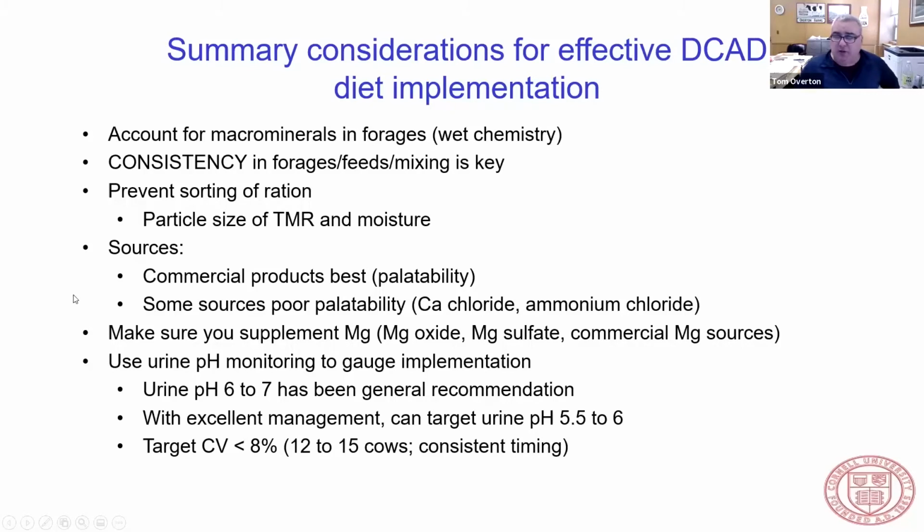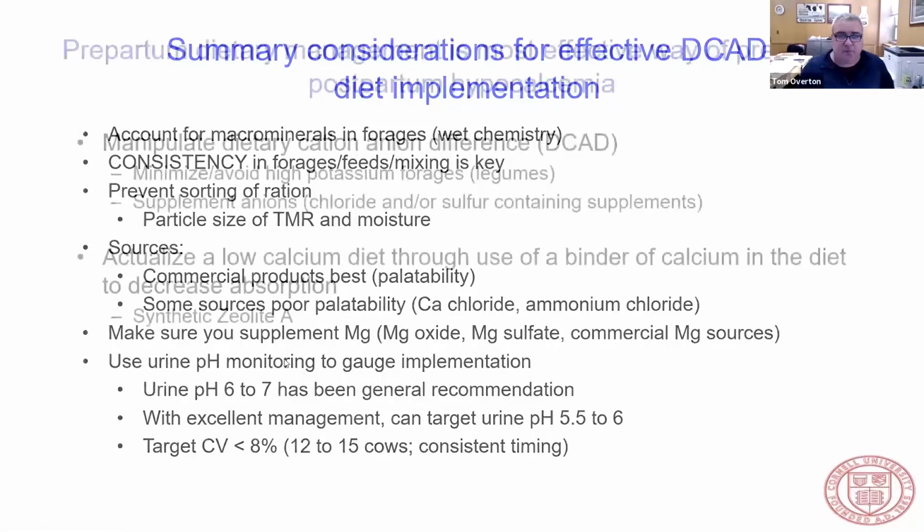Sources, commercial products are best. They're certainly most palatable out there, least likely to have negative impacts on dry matter intake. Some of the old anionic salts or the rock-based sources tend to be pretty nasty from a palatability standpoint. Something with magnesium, and again, you're using your pH monitor to gauge implementation, and you get your pH at 5.5 to 6. I target a coefficient of variation, which is standard deviation divided by the mean, of under 8%. Again, we can talk about that in the discussion if you want.